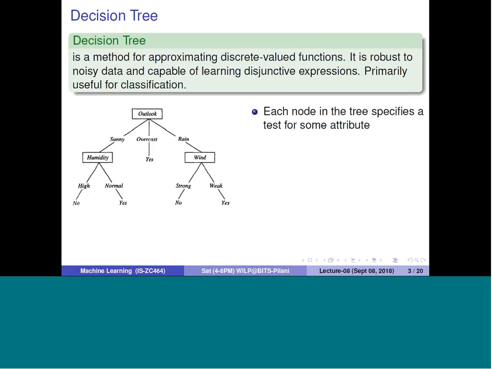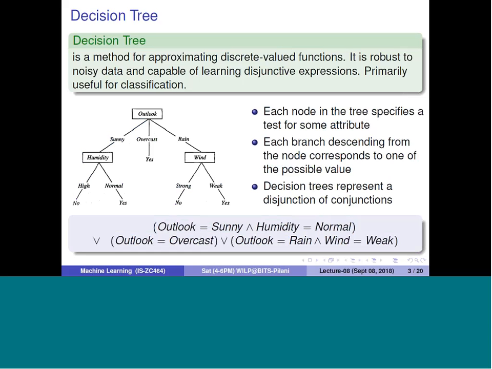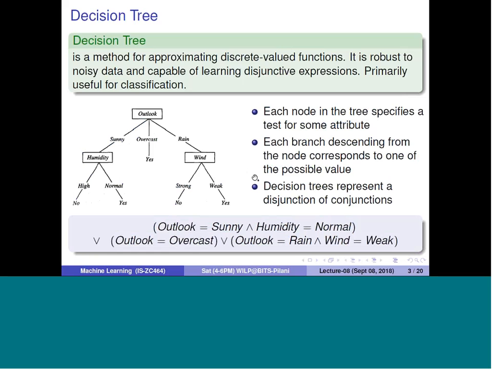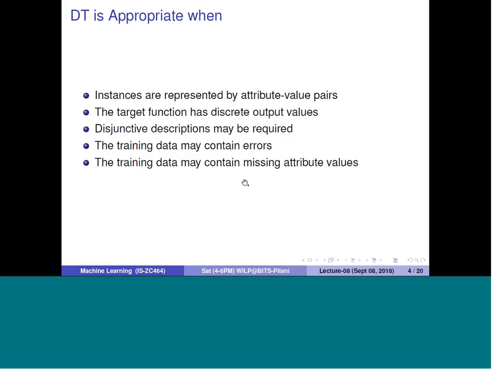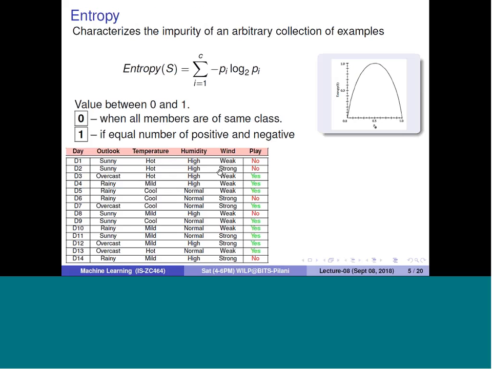So we have seen that this kind of model gives you disjunctions of conjunctions. These are the conjunctions: outlook should be sunny, humidity should be normal, and then you want either this or this, and this is a disjunction of conjunctions. We have seen that there are various places where you can apply the decision tree. It is more appropriate when there are errors in the data, and also when you have a missing attributes problem.